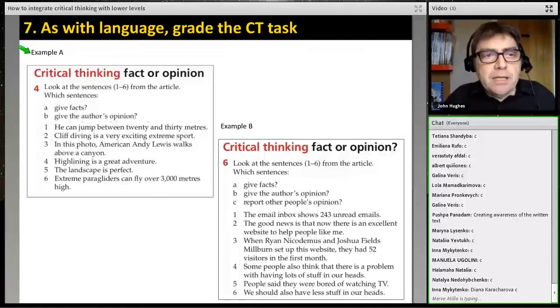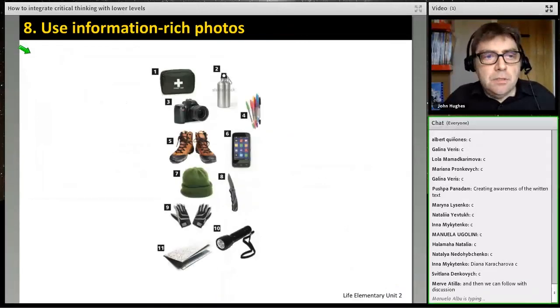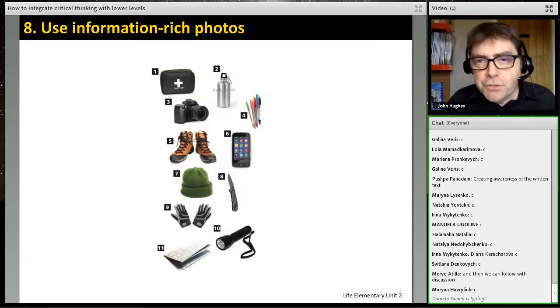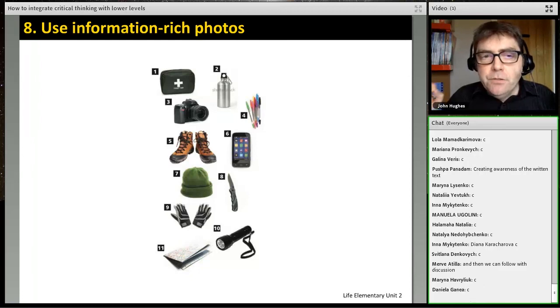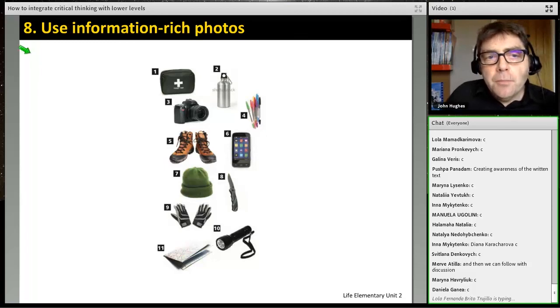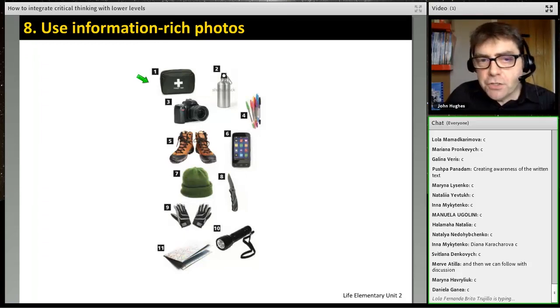Tip number 8, use information-rich photos. Okay, the picture in front of you comes from Life Elementary 2. It is not an information-rich photo. There's a reason I used it. I used this exercise to teach students vocabulary. This comes from the elementary book, and students have to match words to the pictures.